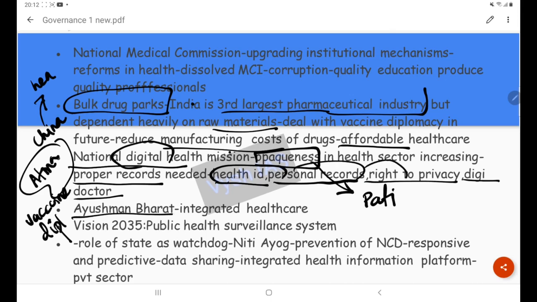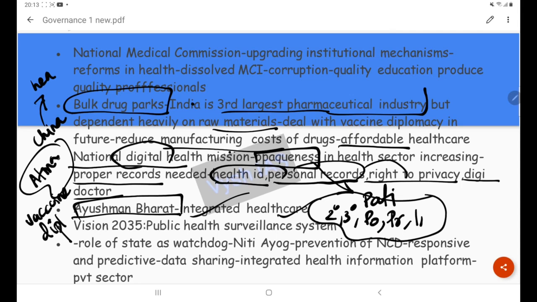Okay, then Ayushman Bharat, it is one of the most successful schemes in India, and it is offering integrated healthcare like secondary care, tertiary care, post-care, pre-care, and insurance also. So it is like an integrated healthcare approach.